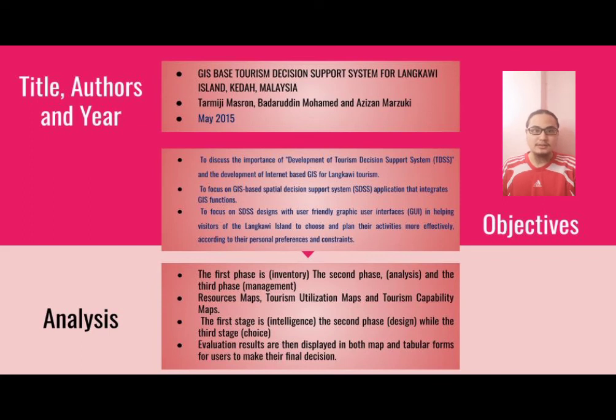The authors are Tarmiji Masron, Badruddin Muhammad, and Azizan Marzuki. The title of this first article is GIS-based tourism decision support system for Langkawi Island, Kedah, Malaysia, and it was published in May 2015. The objective of the study is to discuss the importance of developing a tourism decision support system (TDSS) and the development of internet-based GIS for Langkawi tourism.